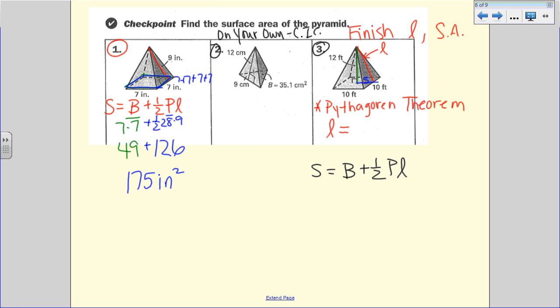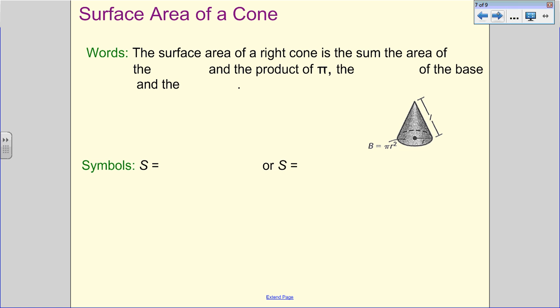All right, let's go take a look at cones. The surface area of a right cone, so it has to be sitting straight up, kind of like a sugar cone that we would see, is the sum of the area of the base and the product of pi and the radius of the base, that's a circle, and the slant height.